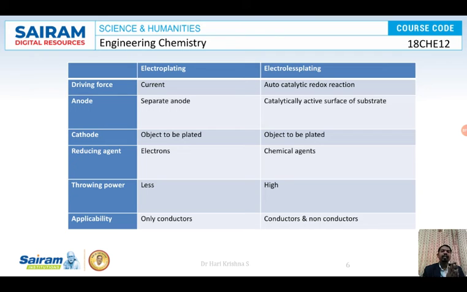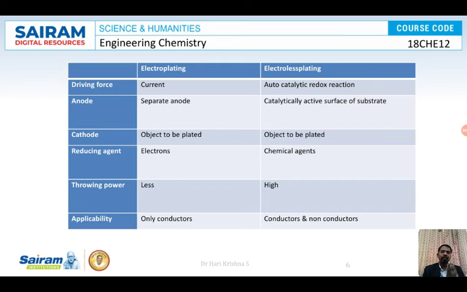Let us see the differences between electroplating and electroless plating. The driving force behind electroplating is current, whereas the driving force behind electroless plating is the autocatalytic redox reaction. Separate anodes are used in electroplating, whereas there are no anodes in electroless plating. There is only one substrate used. In electroplating, the cathode is the object to be plated. In electroless plating, there is no anode or cathode; the substrate itself will act as cathode.